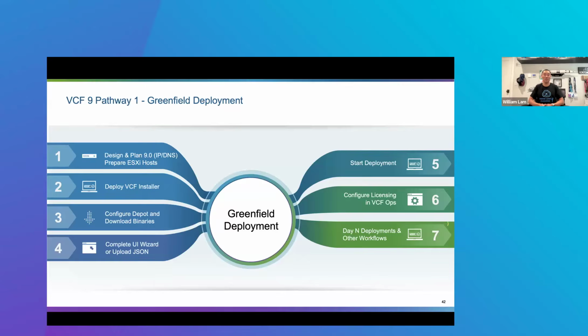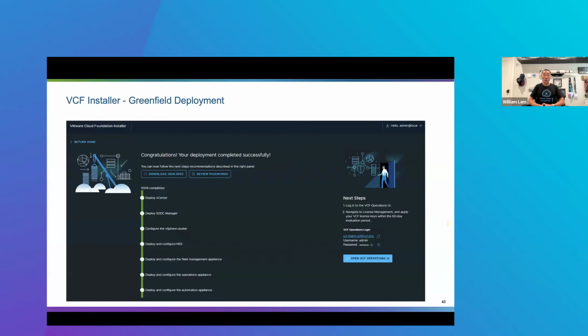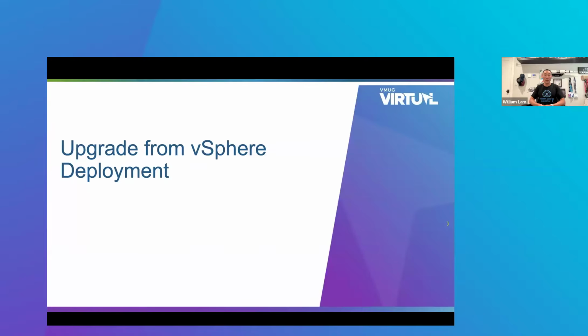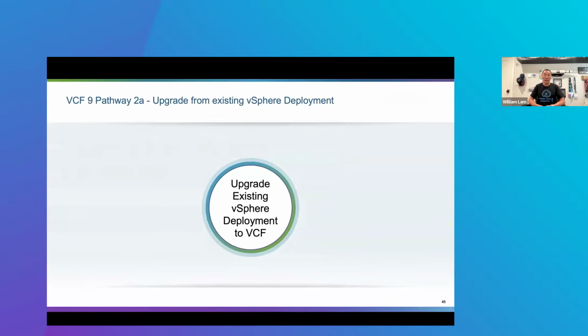Pretty straightforward, right? And here's a quick screenshot of the VCF installer, and you can see the breakdown of the different components at the very end of the screen. I can not only download my JSON specification, I can also download this before I start the installer. I can review my passwords, and then you have a link directly to the new VCF operations console to start leveraging your private cloud.